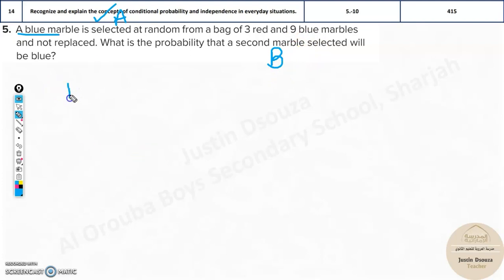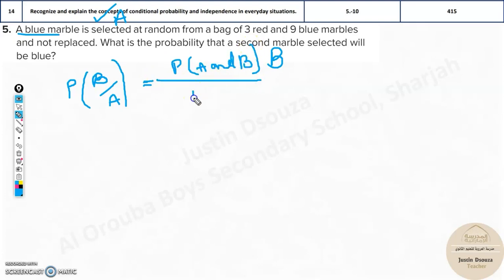Now how do I write it? There is a formula, a very important formula. Probability of B happening, the second part will happen, on the condition that the first part has already happened. So probability of B given A is given by P of A and B divided by P of A. Sorry, P of A. Okay, this is the thing.